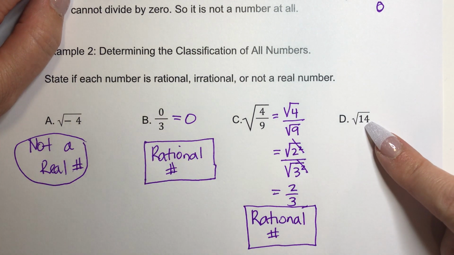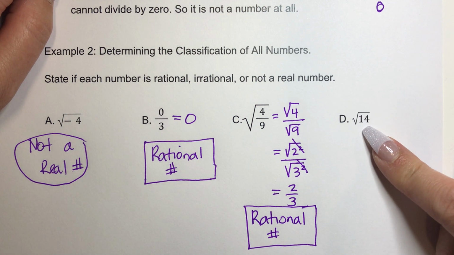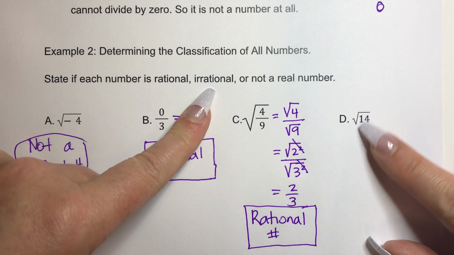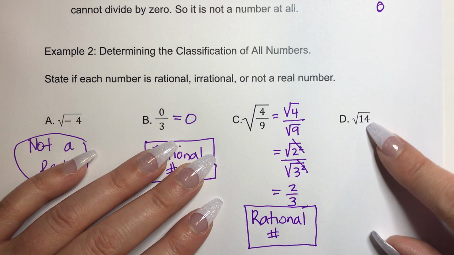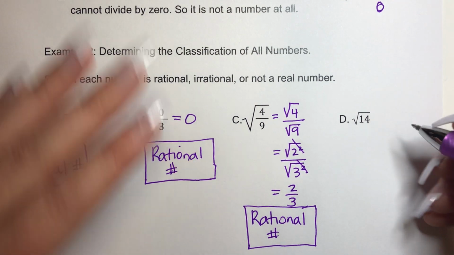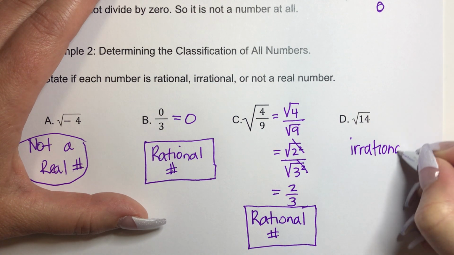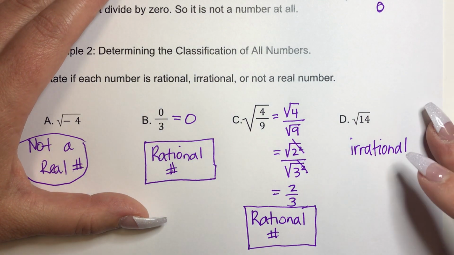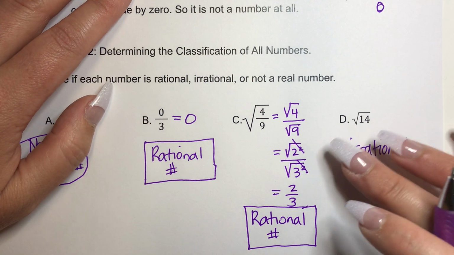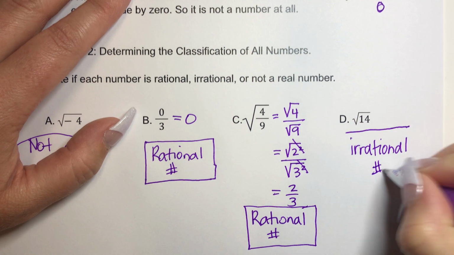Okay, then we get to the square root of 14. Now, square root of 14 is not a perfect square, right? So that means that it would be an irrational number. This number is going to go on and on and on forever with its decimals, and they're not going to terminate or repeat, which means it's going to be irrational. So anytime you have a square root that is not a perfect square number, that's why it's so important to know what those perfect square numbers are. So 14 is not, which means that this is going to be an irrational number.